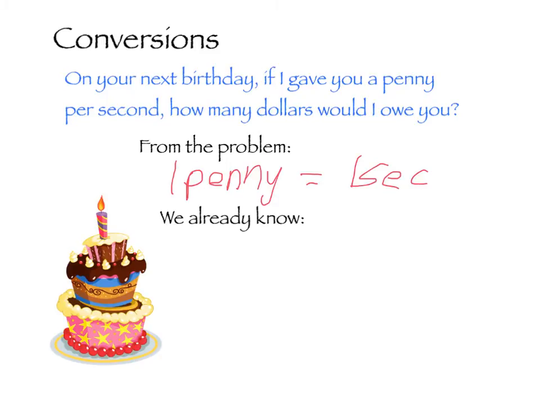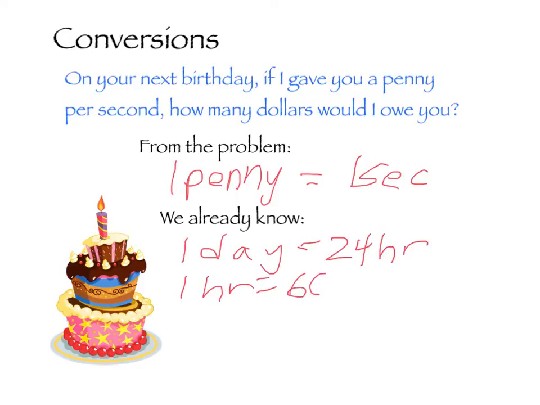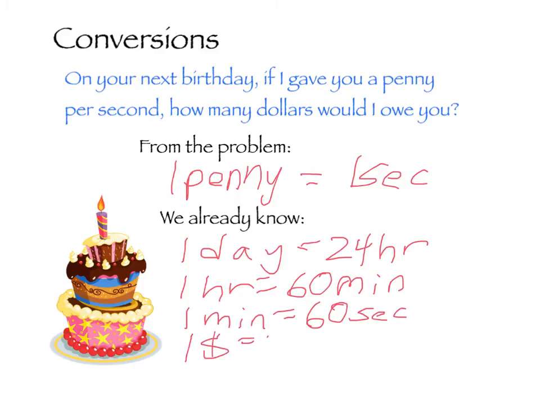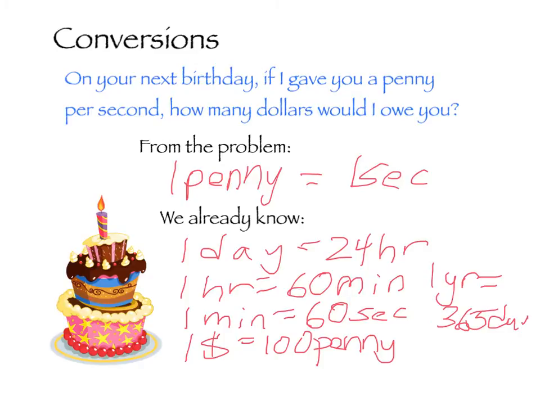Okay? So we know that, and then we also know that 1 day is 24 hours. We know that 1 hour is 60 minutes. We know that 1 minute is 60 seconds. We know that $1 is 100 pennies. And the first one that I probably missed was that we know that 1 year is 365 days. We're not going to worry about leap years this time. Okay, so we're going to use all that information when we set up the problem in a second.